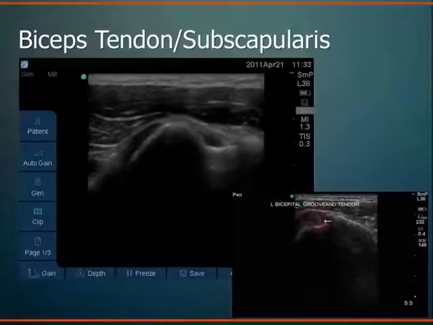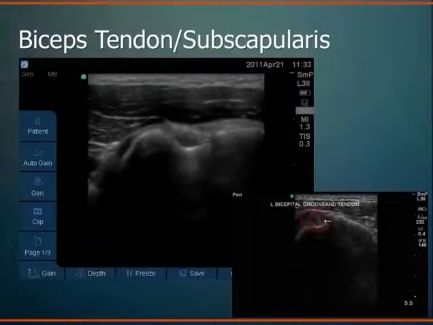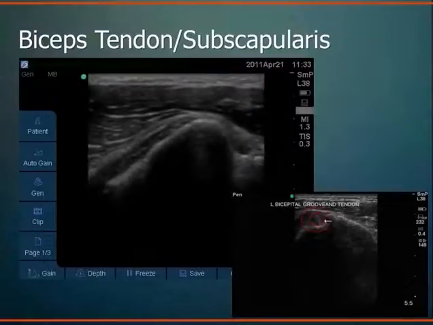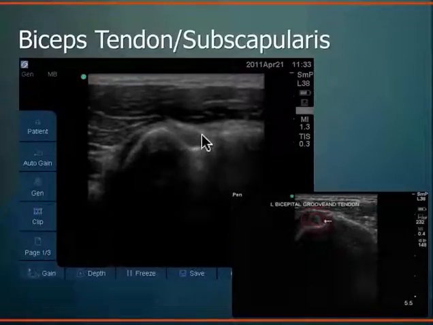So this is biceps tendon. This is a short axis view of the long head of the biceps tendon as it comes up through that bicipital groove in the shoulder. So this is the humerus, and this is the bicipital groove between those humeral condyles. And the biceps tendon sits right in this little groove here. And it's a very easy thing to image, and we'll show you guys that during the practical component. But it's a very, very easy way to identify that biceps tendon. And you can see if there's any pathology in the biceps tendon.